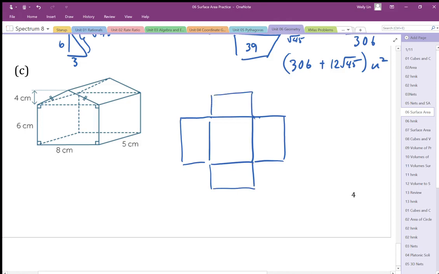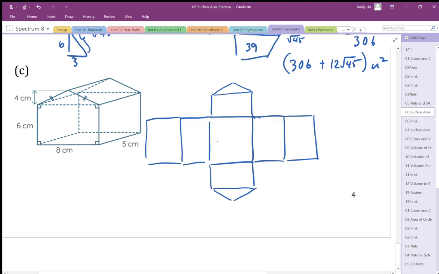Now I'm going to break up this front surface into a triangle and a rectangle, just to make it easier for calculation. You can do it as one if you like, but I'm going to do it as 2. I'm also going to have my roof pieces here, my 2 rectangles that make up my roof. I've got all 7 surfaces, 1, 2, 3, 4, 5. Front, back make 7.